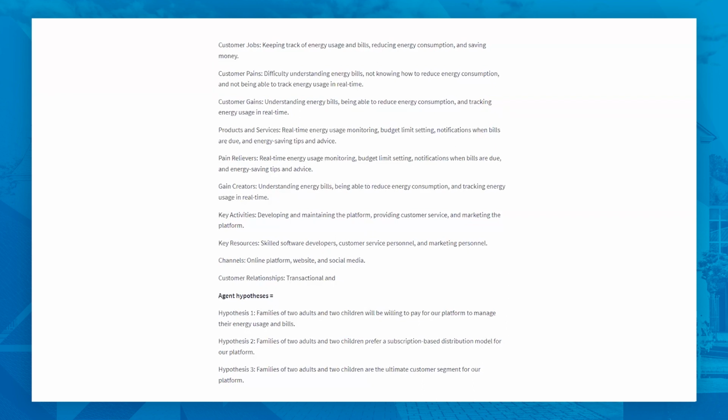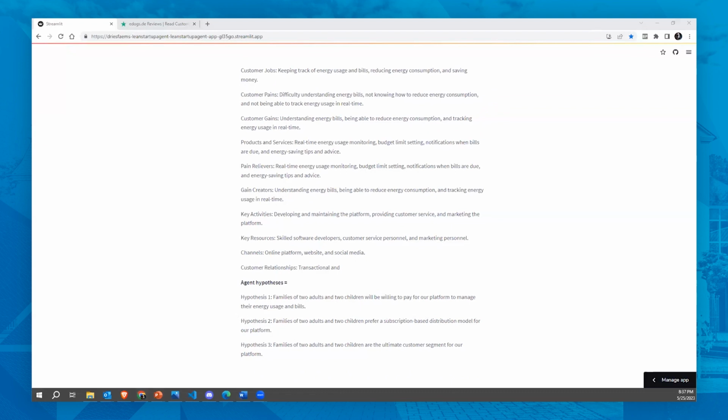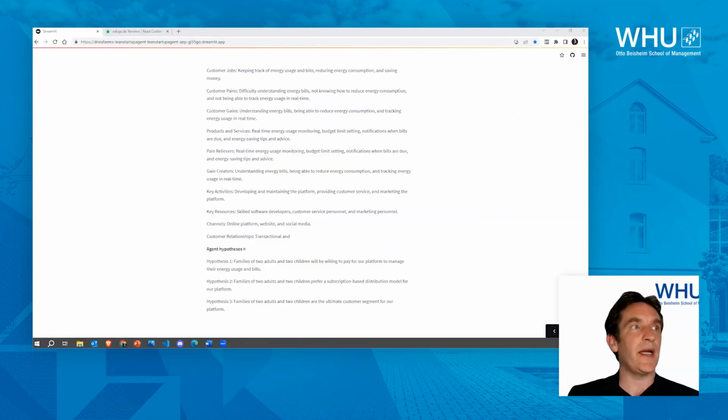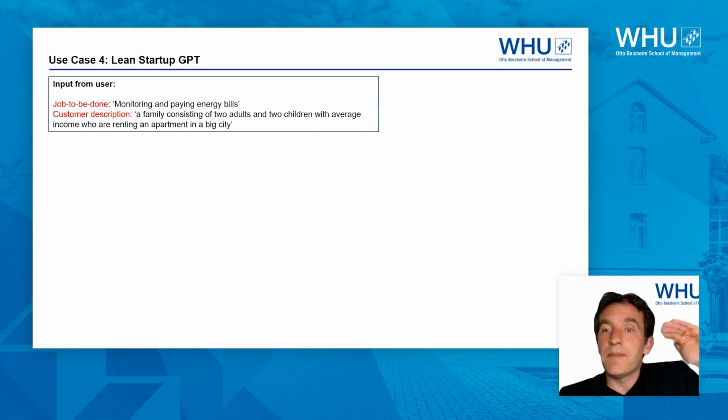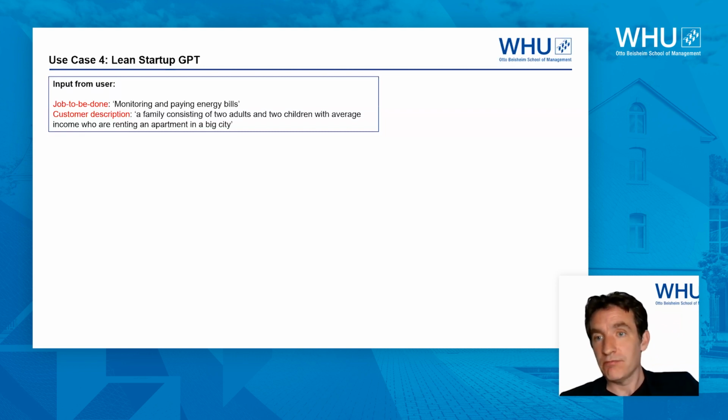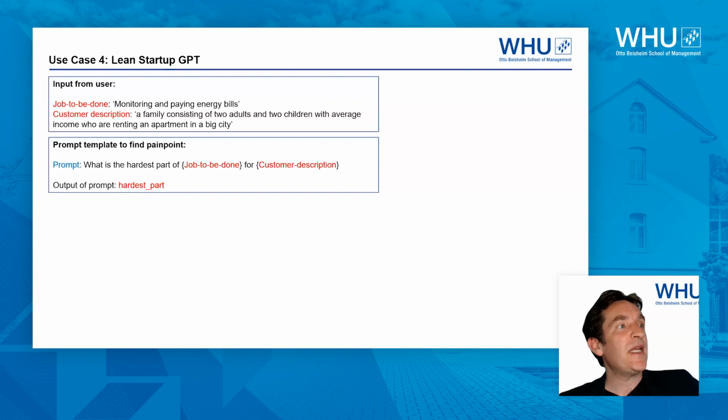So let me briefly show you how that looks. Let me go back to my slides. So what you in the end do is simply code a sequence of prompts where you say, okay, this is the input that the user needs to give. Based on the inputs, I create the following prompt: what is the hardest part of the job to be done? That's the input of the user for the customer description.